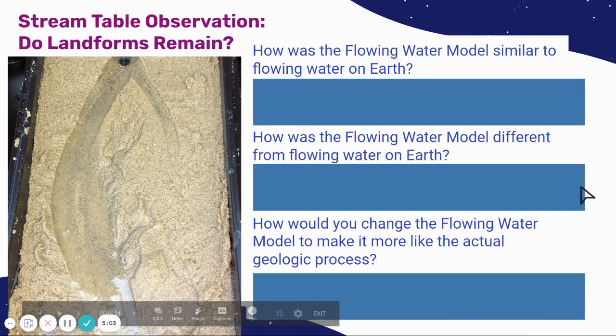All right, so now in this slide 21, we've got our model here. I'd like you to answer these three questions. How is the flowing water model similar to flowing water on Earth?